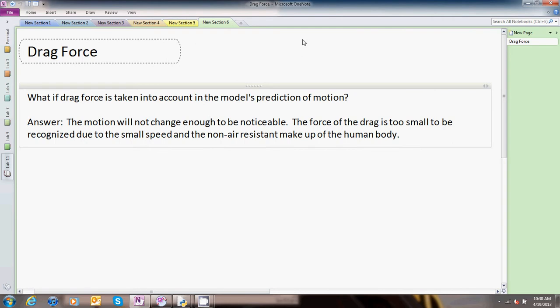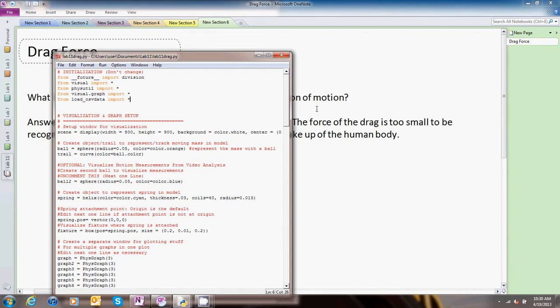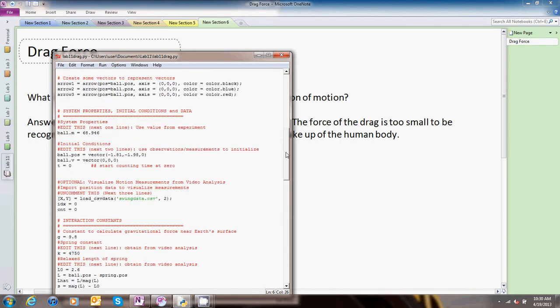Drag force. What if drag force is taken into account in the model's prediction of motion? The motion will not change enough to be noticeable. The force of the drag is too small to be recognized due to the small speed and the non-air-resistant makeup of the body. But here is a code to simulate drag force.